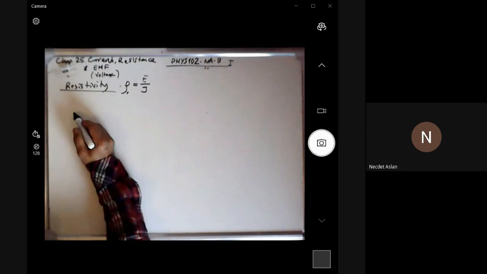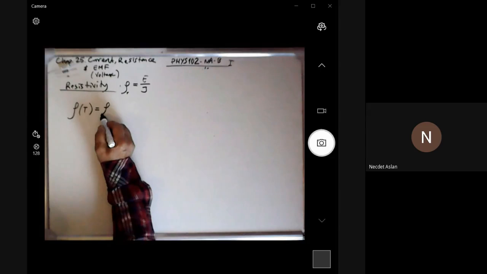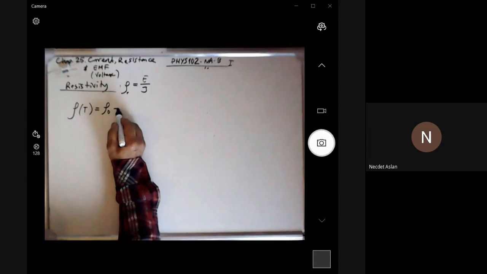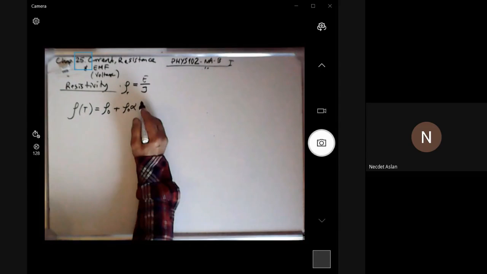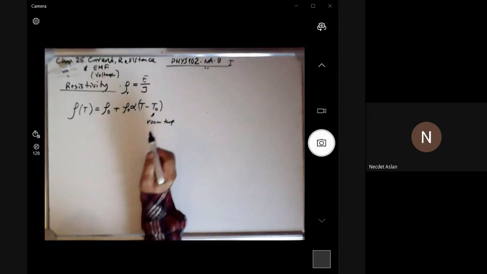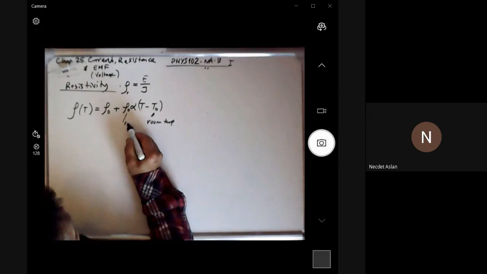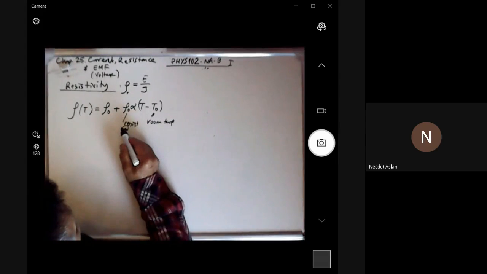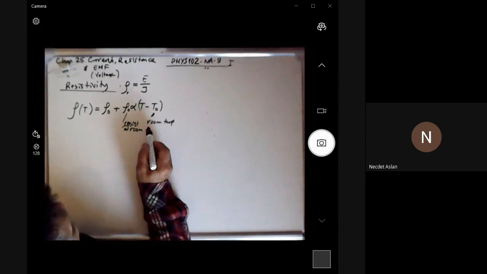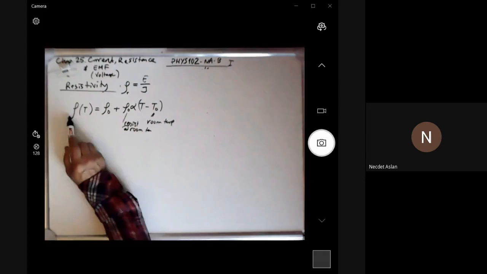And the expression we have for the resistivity at any temperature is given by rho 0 plus rho 0 alpha times delta T, T minus T0. T0 is room temperature. We assume that room temperature is about 25 degrees, okay? And rho 0 is the resistivity at room temperature. As you see, when we have room temperature, T minus T0 is 0, and we have rho, which is rho 0.